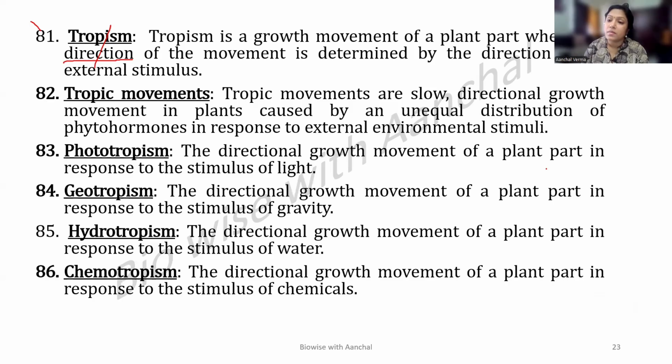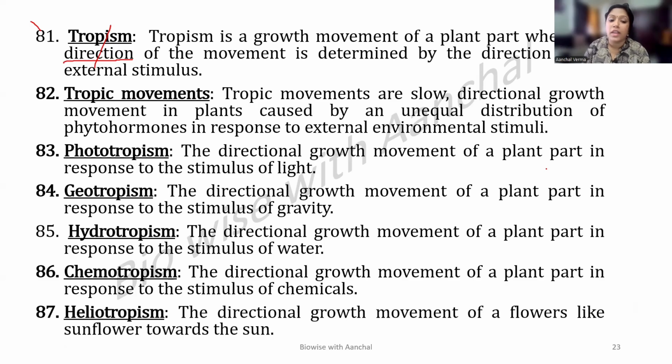And here negative, if you talk about phototropism, negative means against light, that is root. Geotropism negative will be shoot. Hydrotropism negative we have not studied, right? Chemotropism negative is opposite to the chemicals. If it is some harmful chemicals, the growth will not happen in that direction. Heliotropism is a directional growth movement of the flowers like sunflower towards the sun. It always faces the sun. That is also because of the auxin.